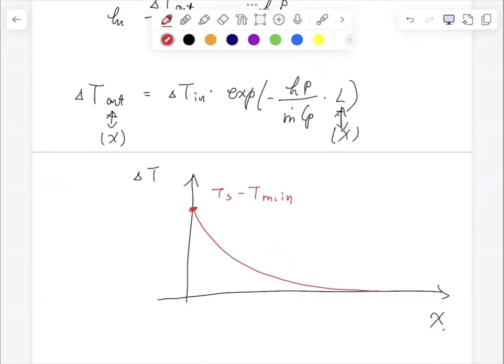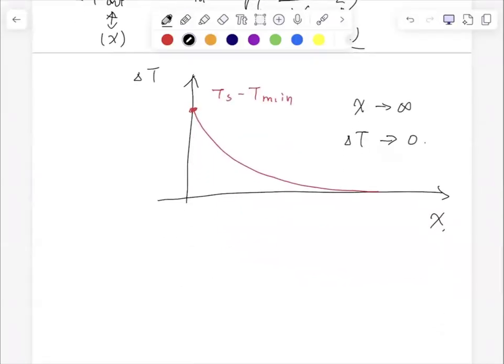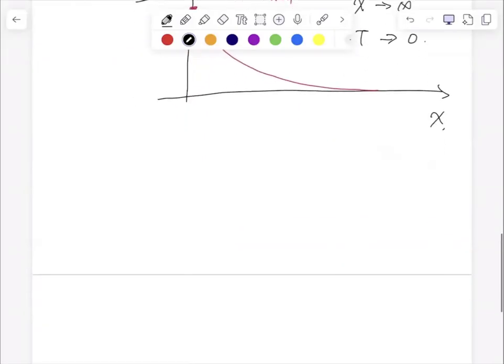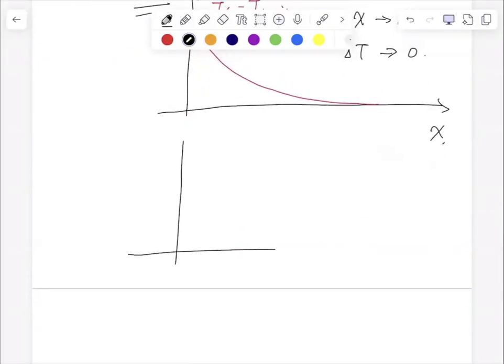If you have a really, really long pipe, X goes to infinity, then the delta T will go to 0, right? Because of exponential decay. And the way that I draw is I use the delta T as the y-axis. But if you don't use delta T, if you use T, then you would have to have a surface temperature and then your inlet temperature.